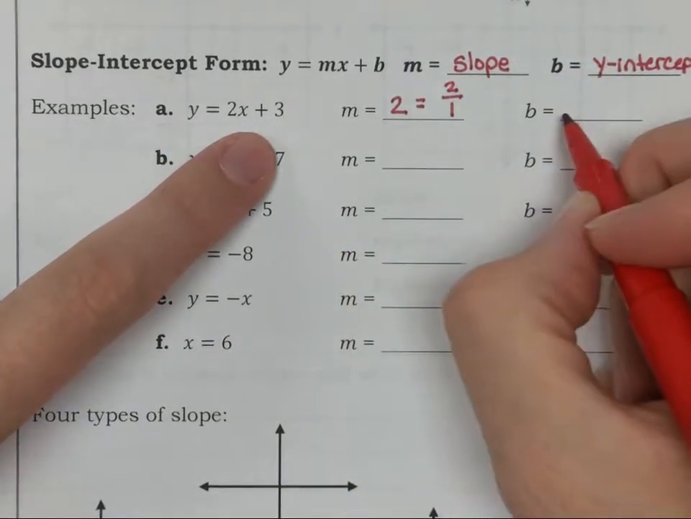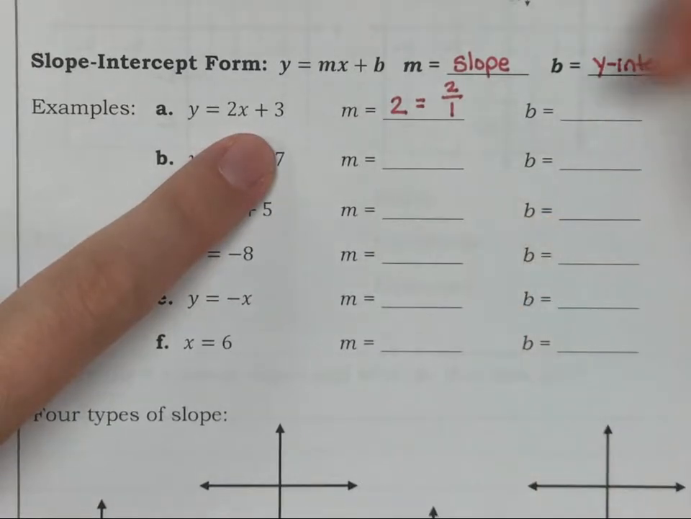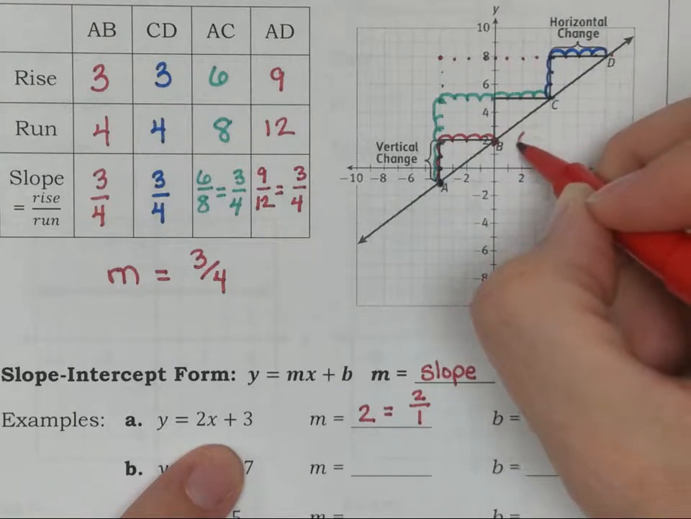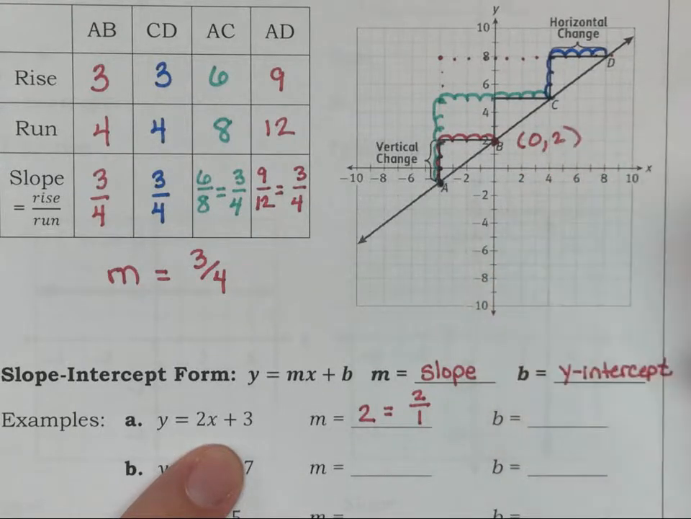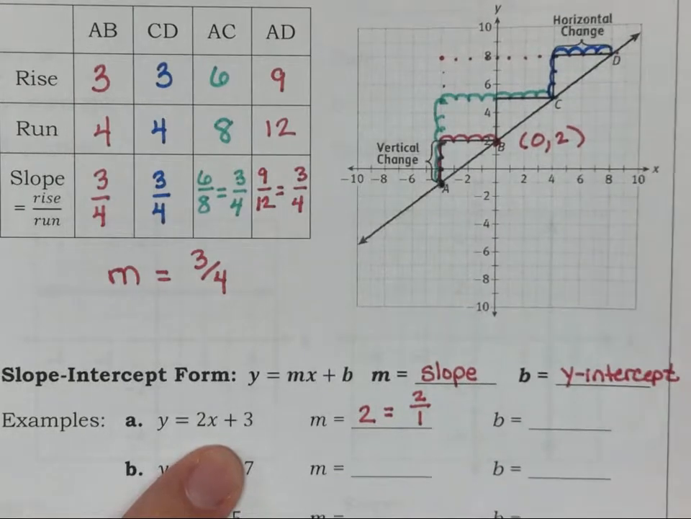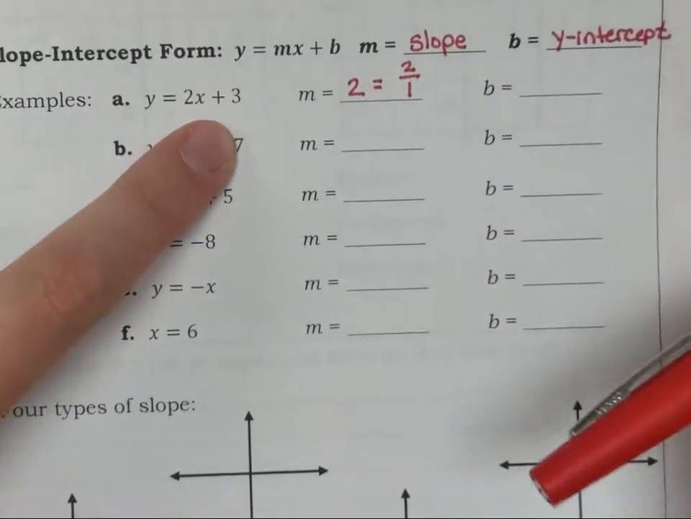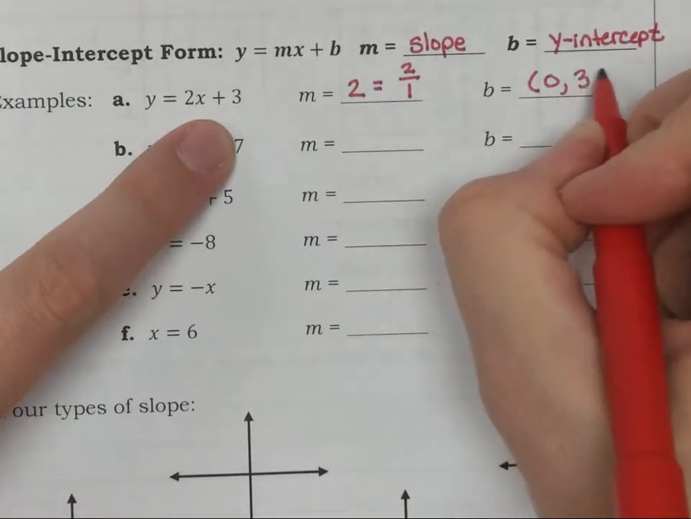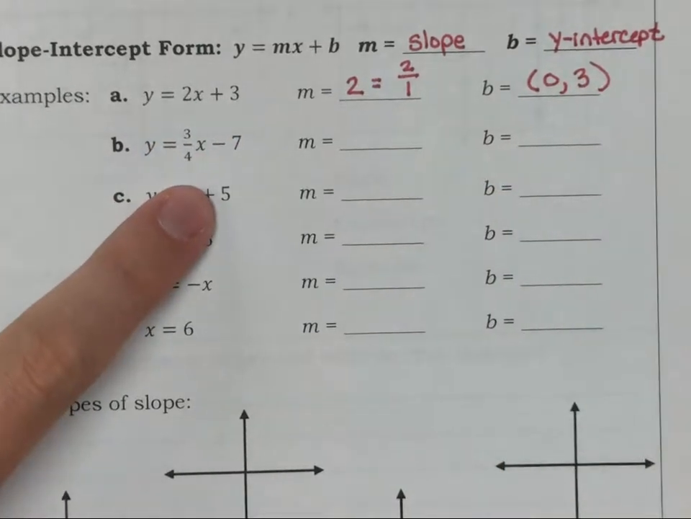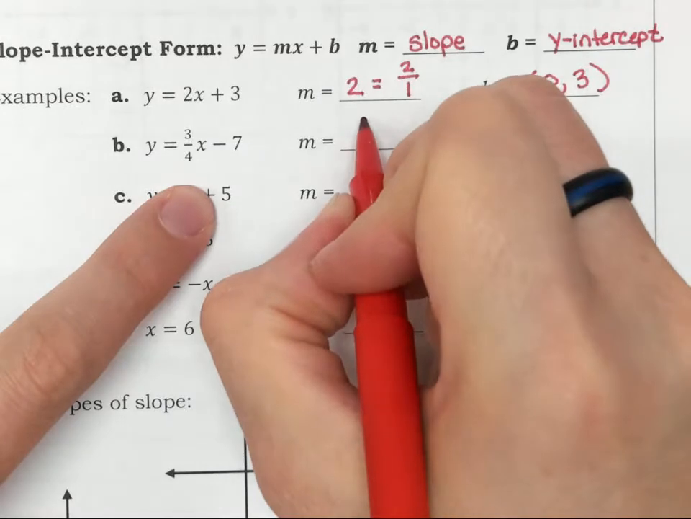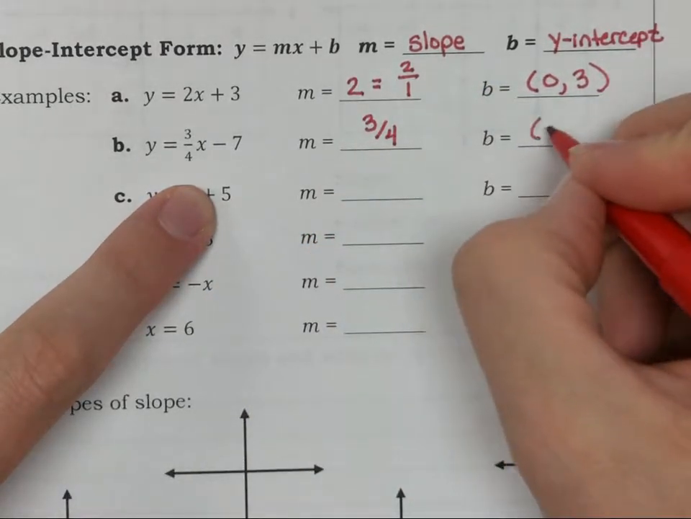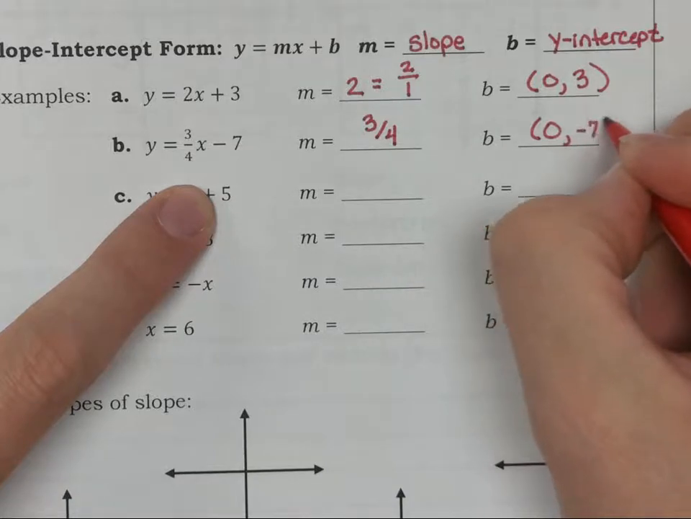And my y-intercept is 3, but a y-intercept is a point. Just like here, the y-intercept on the graph up above is point B, and that point is (0, 2). And so I really need you to write your y-intercept as an ordered pair. So here my y-intercept is (0, 3). The next one, my slope is 3/4 because it's in front of x. My y-intercept is (0, -7).